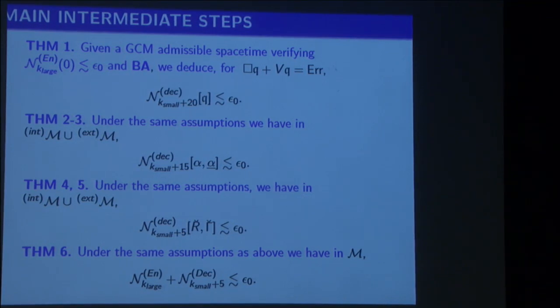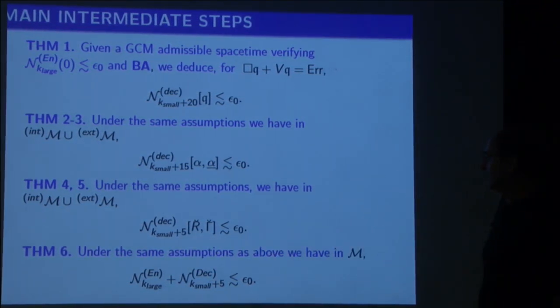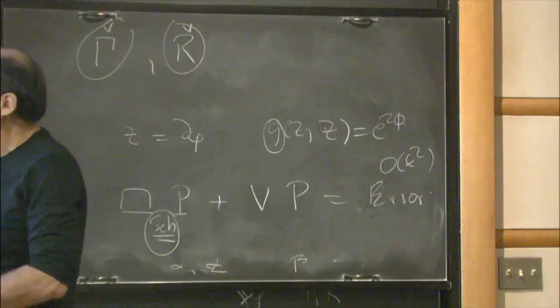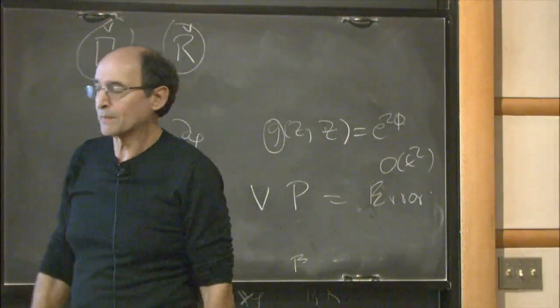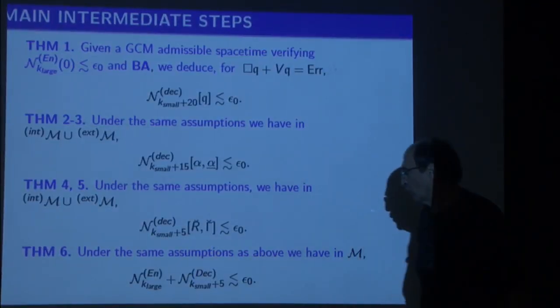R-check. So if you remember, both gamma and R can have components which are not zero in Schwarzschild, so you have to take the averages. So you take the averages, and that's what you get. And you have to show that these quantities verify estimates for k small plus 5. Right? So again, you lose a little bit of derivative at every stage, but it doesn't really matter, because at the end, you want to get to k small.